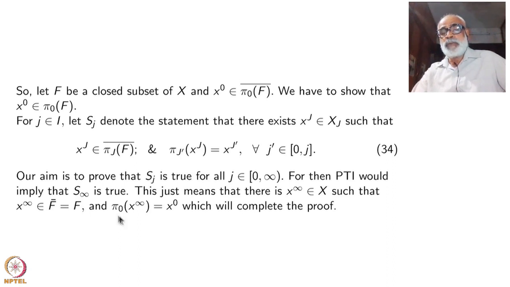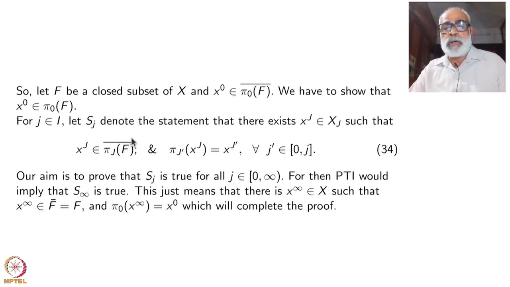So what does that mean? That means this point, this is in the closure, but it is actually inside F. So we have shown that this x_0 is inside pi_0 of F, right? So that will complete the proof. So that is the idea of making this statement. This statement for j equal to infinity is the one which we want finally.